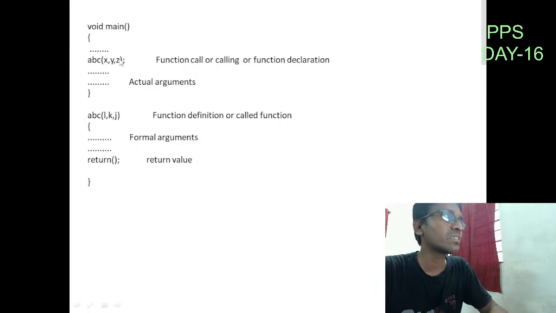And one more difference is that the calling function does not have any return statements. Only the called function contains return statements. So those are the differences between function call or calling function or function declaration, and function definition or called function. I hope you understand. If you don't understand, please give a query in the chat box, and I will explain once again.